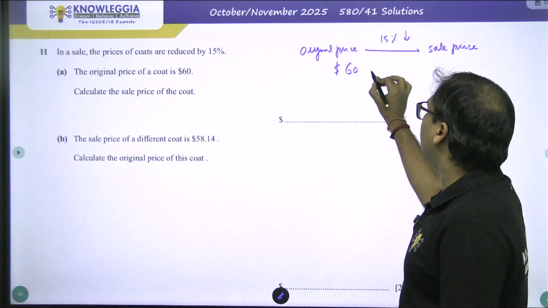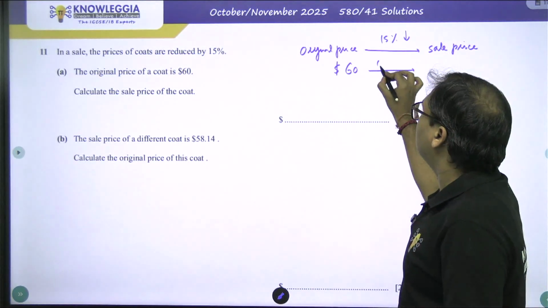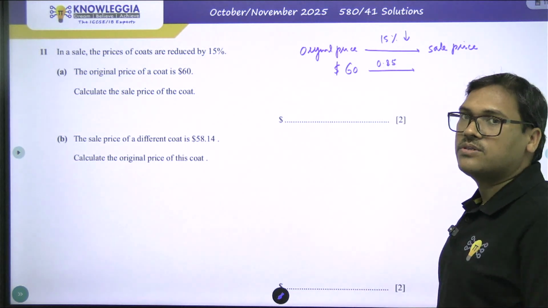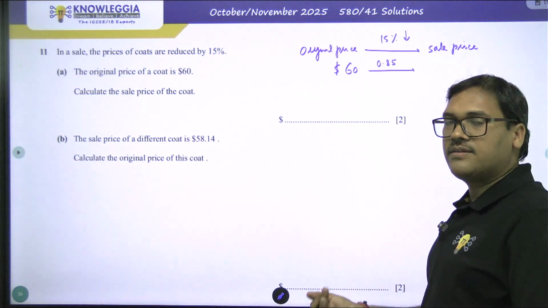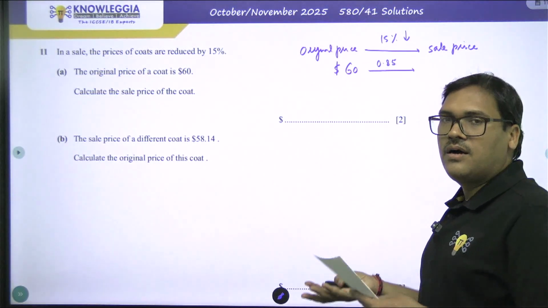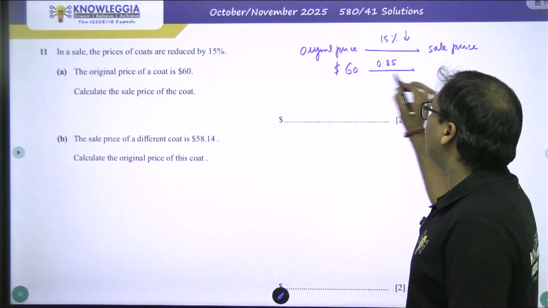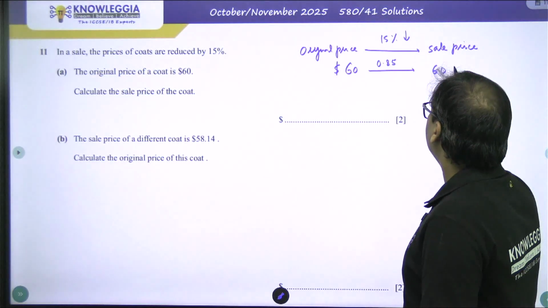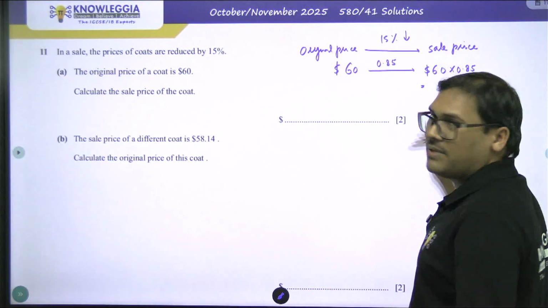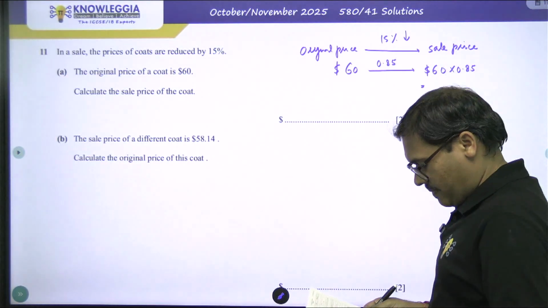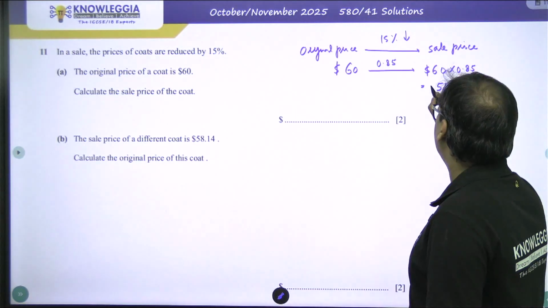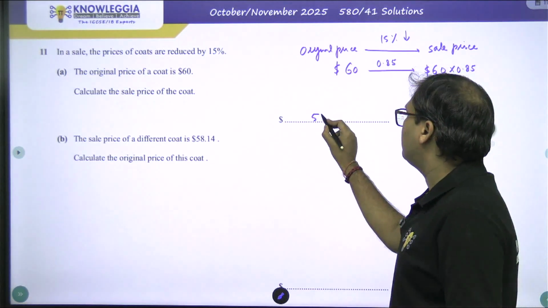So what is the multiplier? You can see the multiplier will be 0.85 because it is reduced by 15%. So this is 1 minus 0.15, which is equal to 0.85. So you can say 100 minus 15, which is 85. So what is the sale price? This will be equal to $60 into 0.85. So what is the answer? If you just multiply this and you can check this calculation, you will find this will be equal to $51. So that is the answer for this question. Okay.